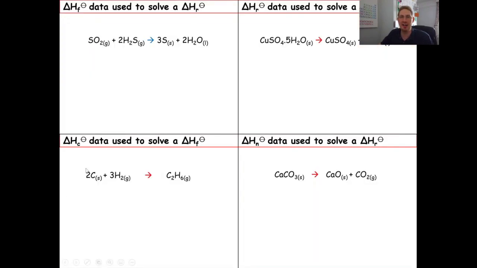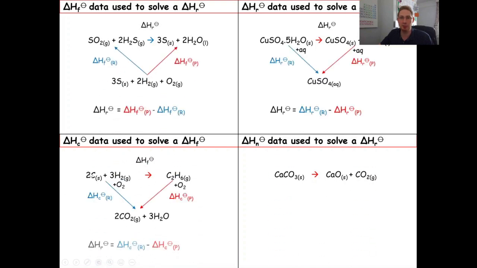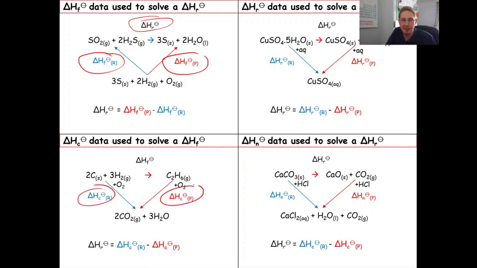Very final slide. Here we go. I'm just going to flash all these up. These are 4 out of the 5 different ones. You got a bond energy one earlier on, but you can see all the different things they can throw at you. They can give you formation data and ask you to work out the enthalpy change of a reaction. This is very common. They can give you combustion data and ask you to work out the enthalpy of formation. This is a very common one as well.